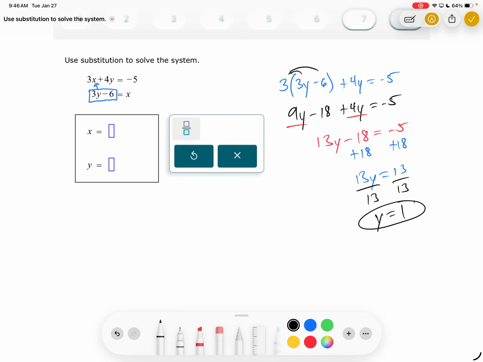Once you get one answer, plug it in. So I'm going to take that y and plug it in. You could plug it into either one, the top or the bottom one. On substitution, it's always easier to plug it into the one that's already solved for x. So I plug y equals 1 into my y and figure out what x is. 3 minus 6 equals x. 3 minus 6 is -3. So my answer is -3 and 1.